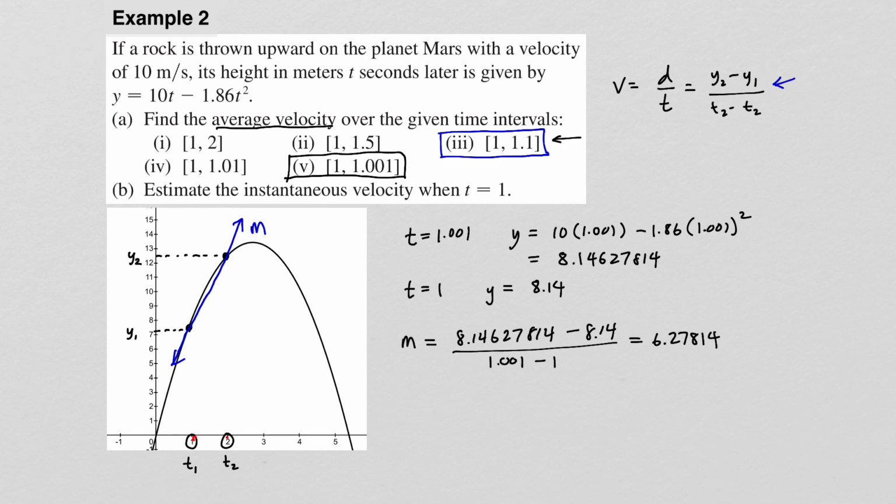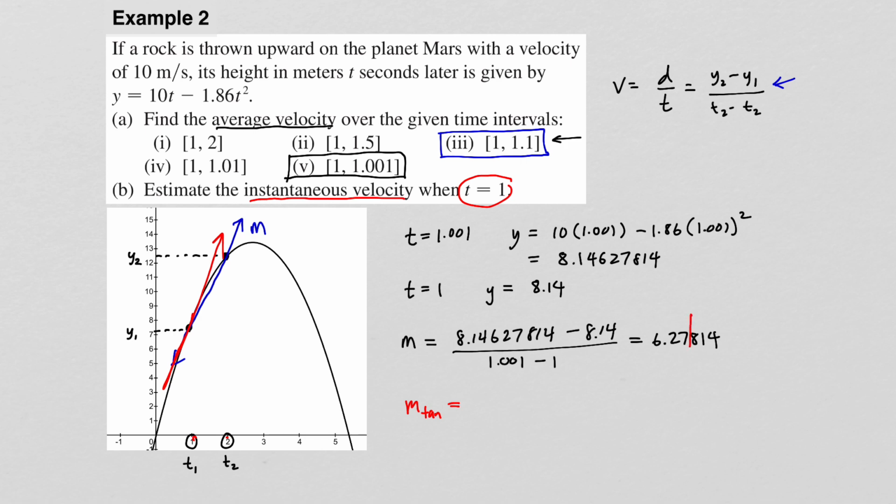And so from this, they want us to estimate the instantaneous velocity when t equals 1. So when t equals 1, the instantaneous velocity would be the same thing as the slope of the tangent line. So how would we estimate the slope of the tangent line? Well, you have to take your previous two estimates and do the best you can. And it's kind of hard to see what these numbers are approaching in this case.